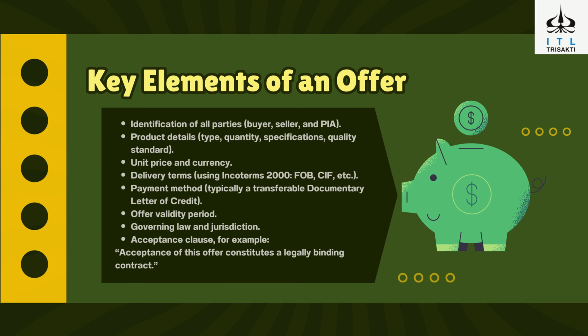An offer must include several main points. The names of all parties: buyer, seller, and peer. Details of the product, its price, and currency. Delivery terms under Incoterms like FOB or CIF. Payment method, usually by letter of credit. The offer's validity period and the governing law. Lastly, an acceptance clause that makes it legally binding.